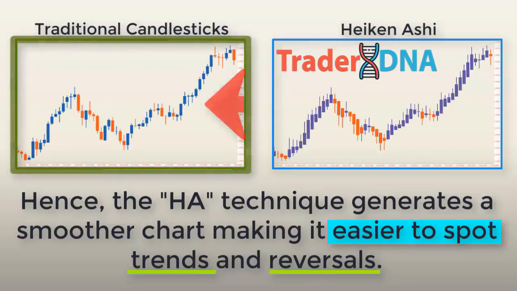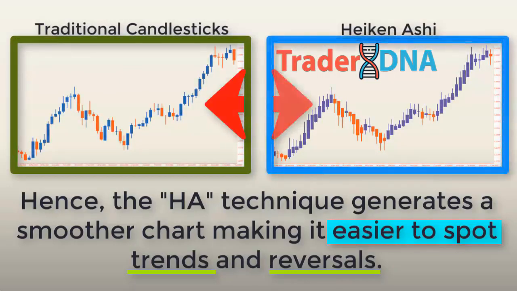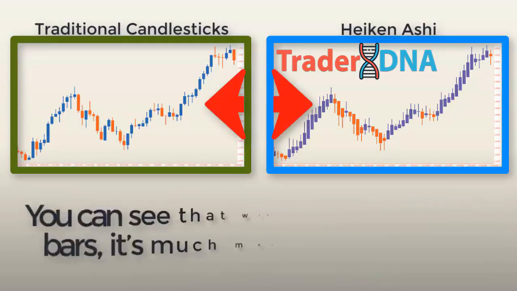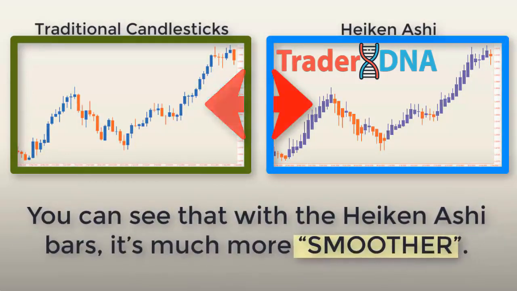The left chart is using traditional candlestick bars. And the right chart, it's using Heiken Ashi bars. You can see that with the Heiken Ashi bars, it's much smoother. This is why some traders prefer to use the Heiken Ashi candles, since it reduces the noise on the chart and allows them to analyze trends more clearly.